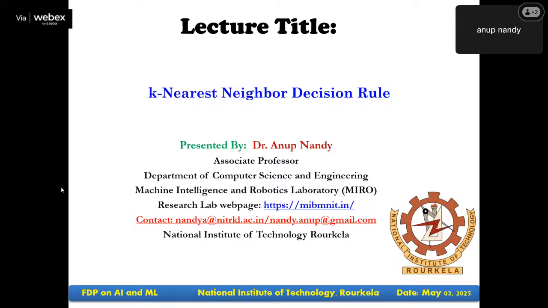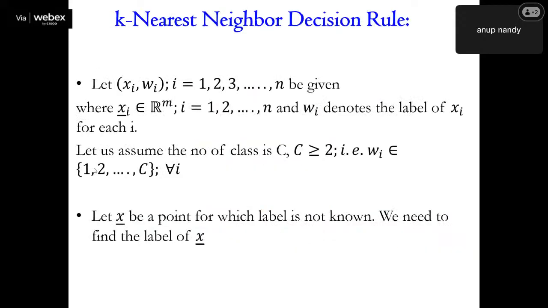Then people adopted this rule for other purposes. But let me first explain what exactly the nearest neighbor decision rule, or mostly the k nearest neighbor decision rule, is. Today I'm here to explain the procedure, because it is a decision rule for supervised classification first of all.